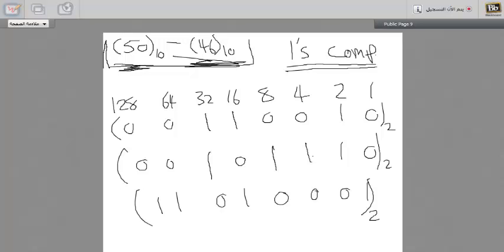I've run out of space, so allow me to use another page to do the calculations. The 50, we bring it as it is. We have 0, 0, 1, 1, 0, 0, 1, 0, so that's for the 50. Then we need to bring the number that we just converted to one's complement. It was 1, 1, 0, 1, 0, 0, 0, 1.